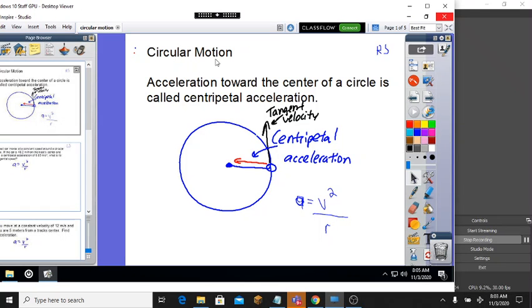So we're going to go over circular motion. And this is just a quick little formula. You're going to write this on the right side.